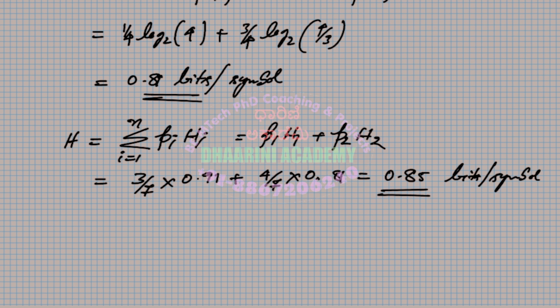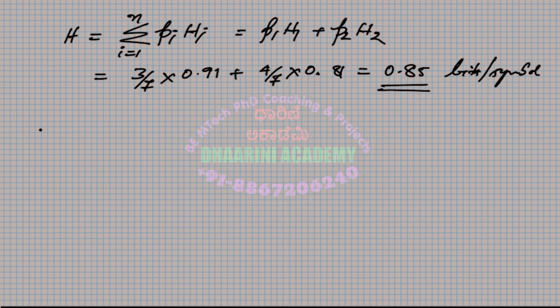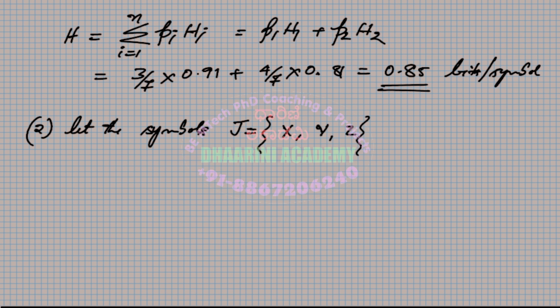Now, this is the answer to part 2 of the question. Let me first write what the various symbols are that we can generate. The symbols generated, we'll put into some set. That is, you can generate X, or you can generate Y, or you can generate Z.